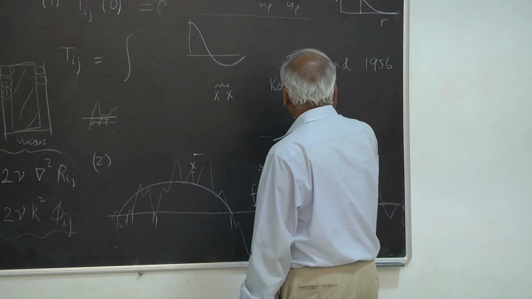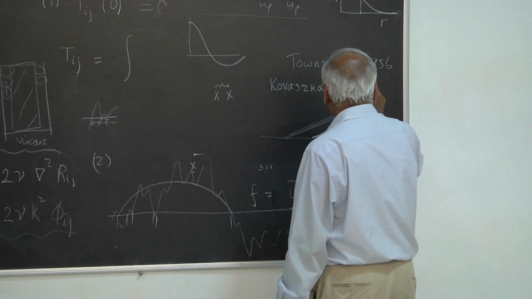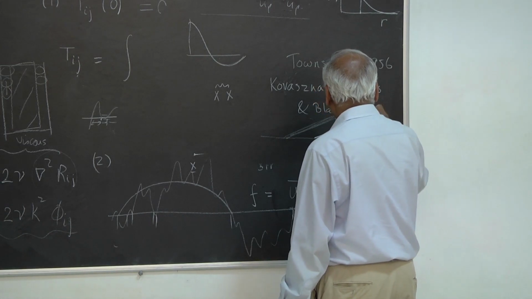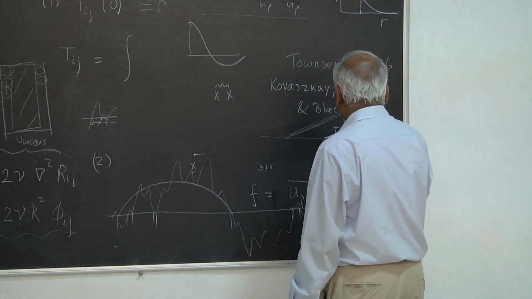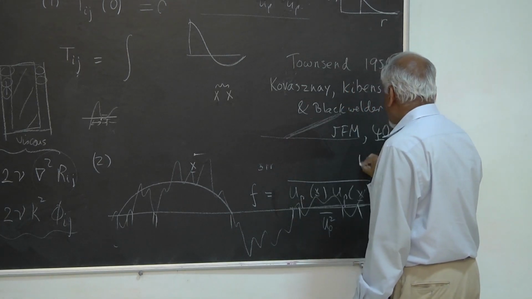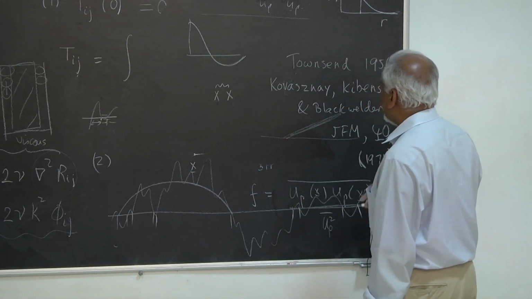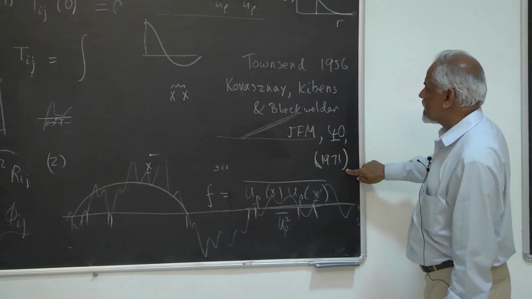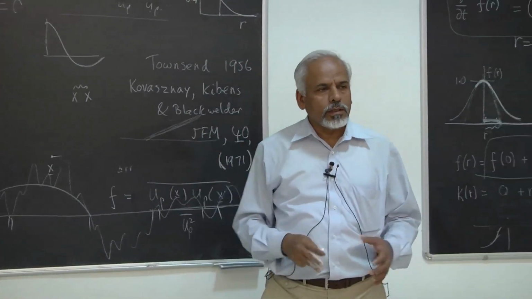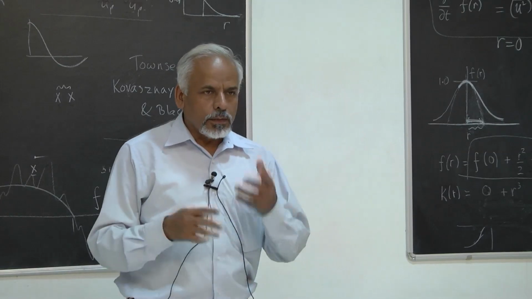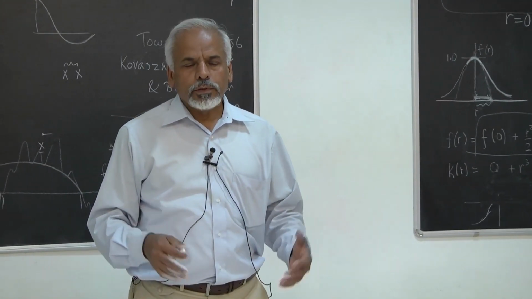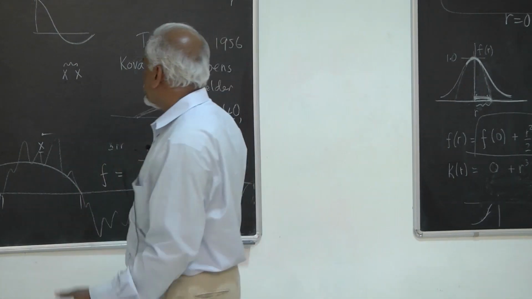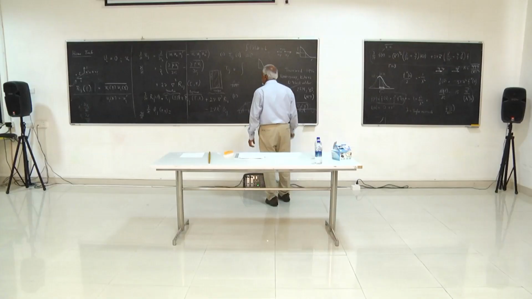Kovasznay, Gibbons, and Blackwelder, JFM, volume 40, I think 1971. There's only one paper by these three authors, so even if I'm wrong, it will be okay, but I'm pretty sure this is correct. So what they do is they measure correlations in all possible directions in the boundary layer in which you are interested, and they infer the kind of structures that could be there. So that is the experimental use of these correlation functions.